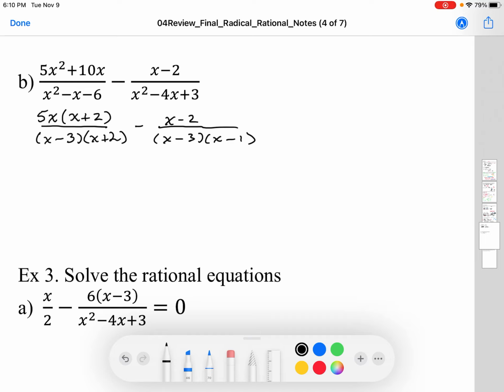Okay, so stating my restrictions first. I always have to state restrictions before I cancel anything. X cannot be equal to +3, -2, +3, which I'm not going to write down again, and +1. Those are my restrictions based on the denominator. Now, I want to find a common denominator to add and subtract. However, before I do that, I really should simplify the fraction before I find a common denominator. And I can do that since I've stated my restrictions already.